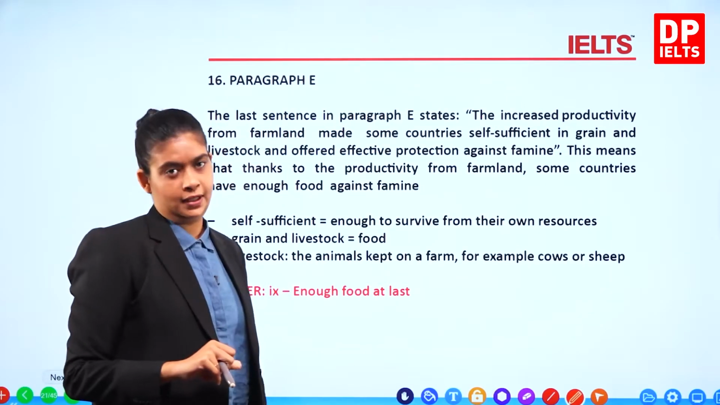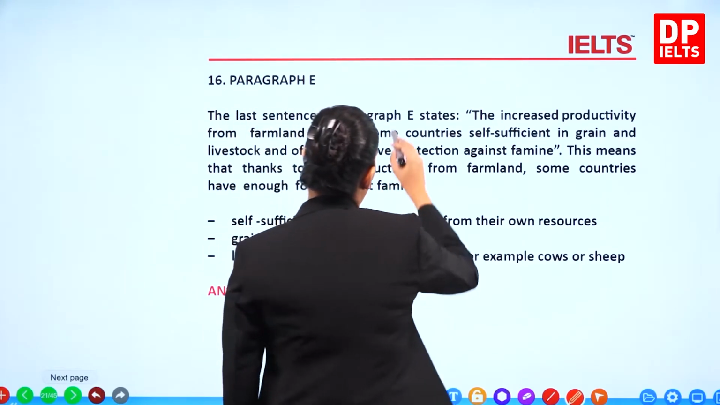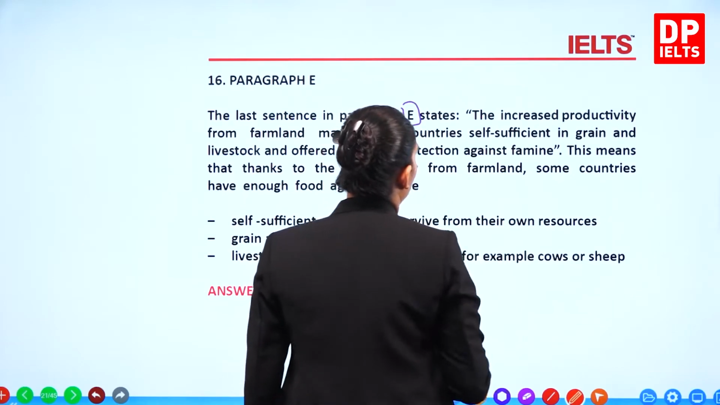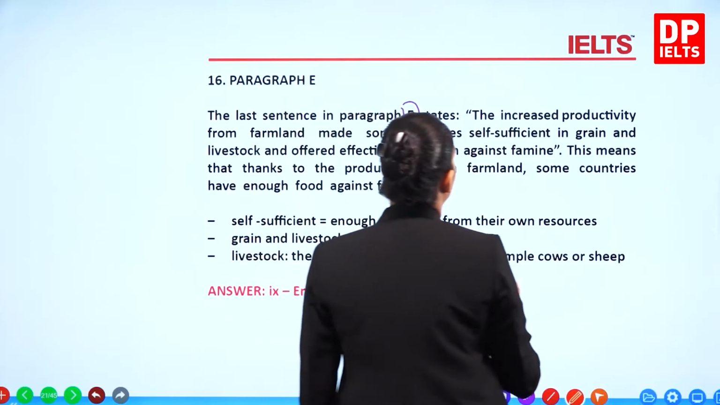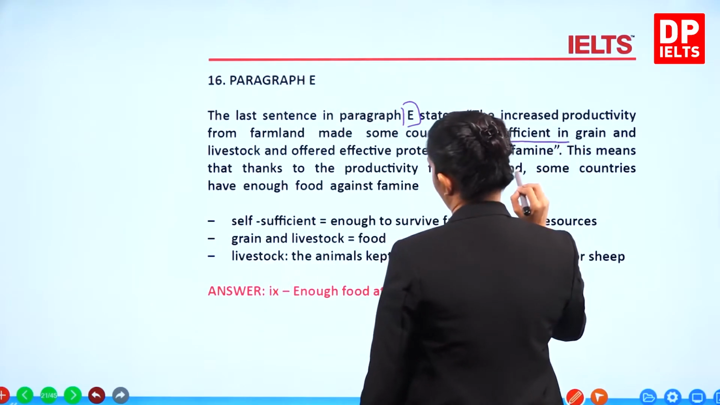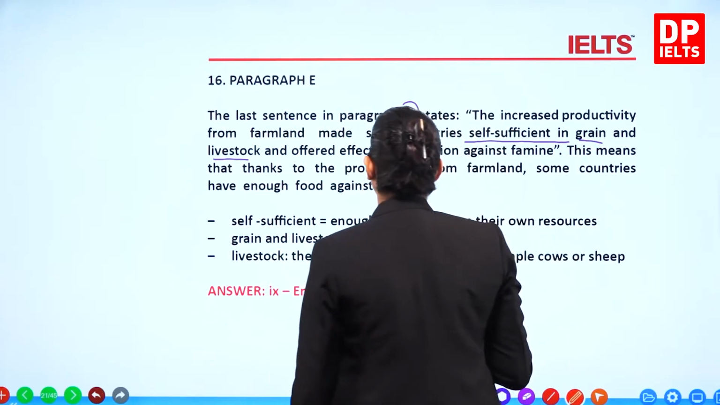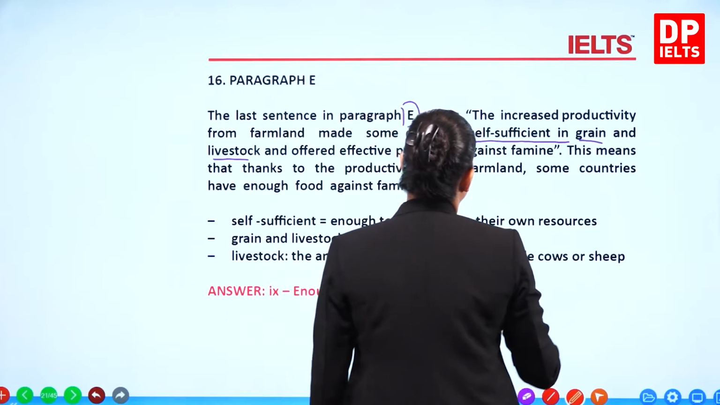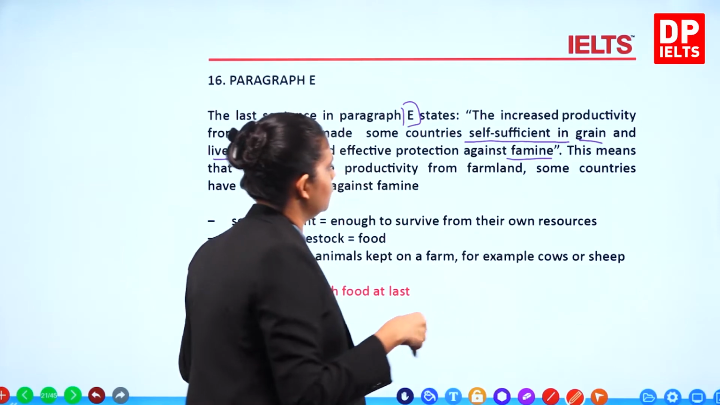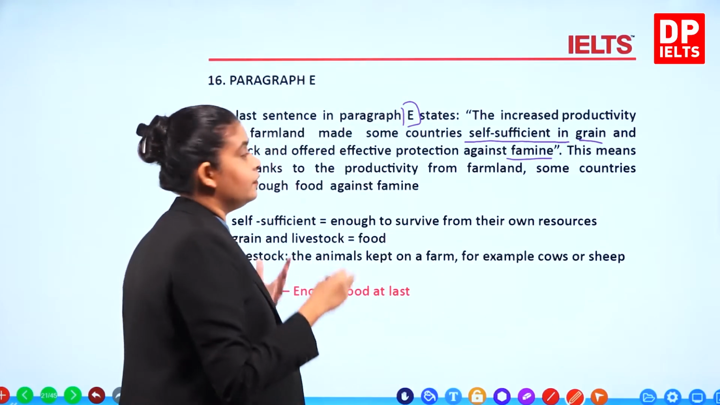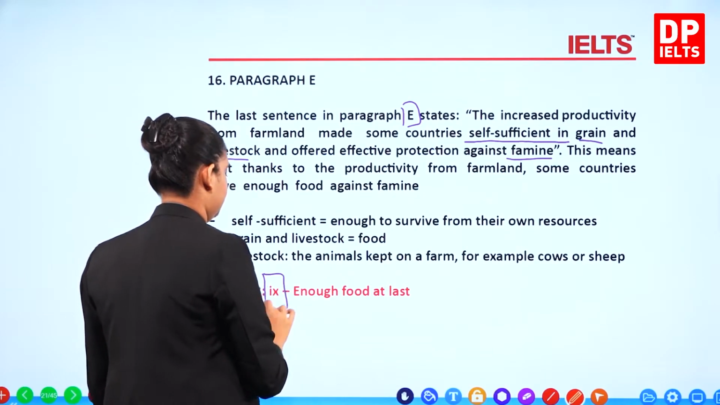16, paragraph E. So in the last sentence of paragraph E, it states that the increased productivity from farmland made some countries self-sufficient in grain and livestock, right? And offered effective protection against famine. So this means that thanks to the productivity of the farmland, some countries have enough food, right? So I would say the answer is 9.